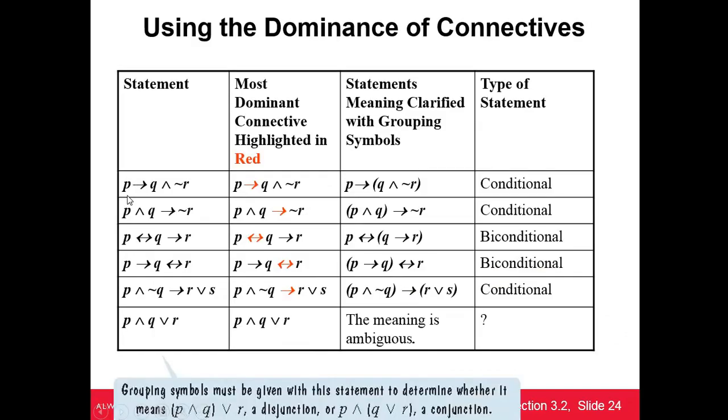So for example, if you saw the first statement here, P arrow Q and not R, the P arrow Q part, well, that would be dominant because the if then is a stronger dominance than the and or the or. So you're going to put the Q and not R in parentheses and do that first, and then you would be thinking about your if then.